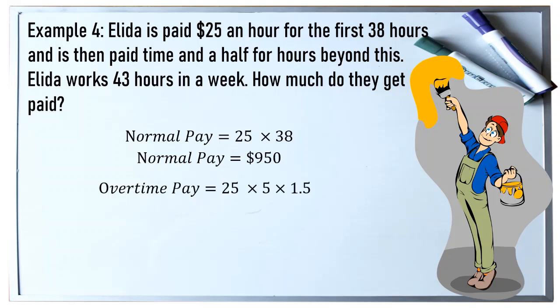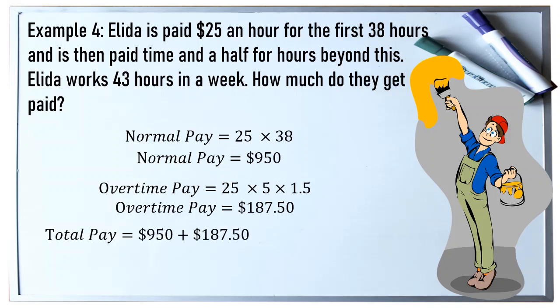Their overtime is going to be $25 an hour times 5 because that's the difference between the 43 hours and the first 38 hours. So they did 5 hours of overtime at time and a half. Time and a half is the same as multiplying by 1.5. That gives us a total of $187.50. To get the total pay, we simply add this all together.